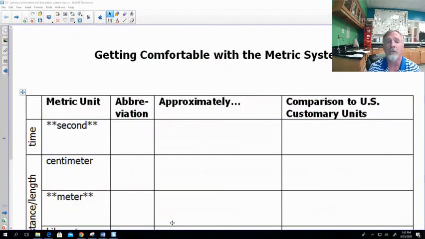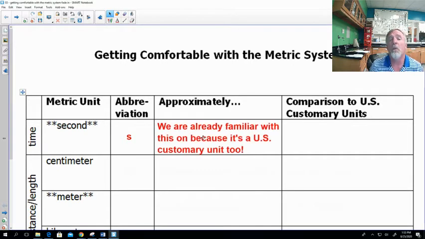All right, so to start off with, I want to talk about the different kinds of units that we have in the metric system. The first one are our units of time, right? The metric system uses the same units of time that we do here in the United States. They use the second. Hopefully you all know what the abbreviation for a second is, and this is the symbol we'll use a lot when we're doing our calculations or our notes. We'll just simply use an S for second.